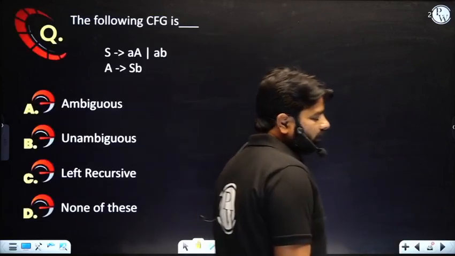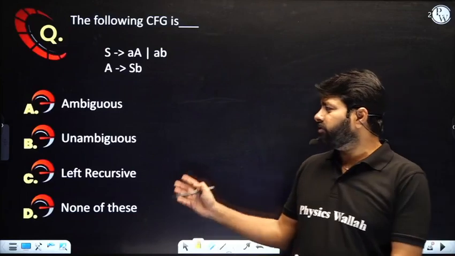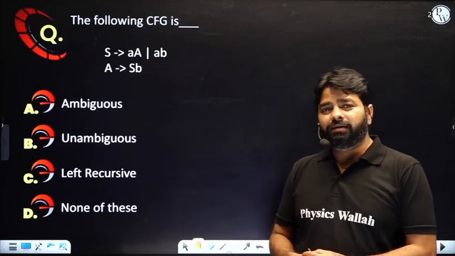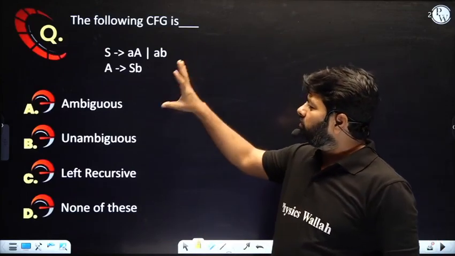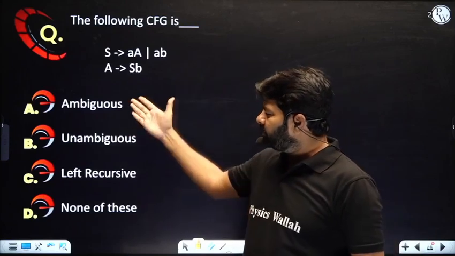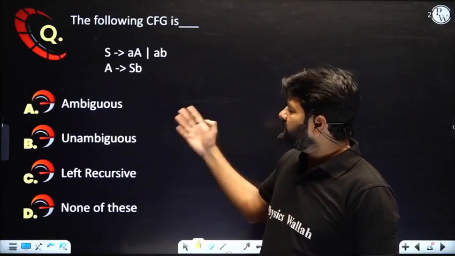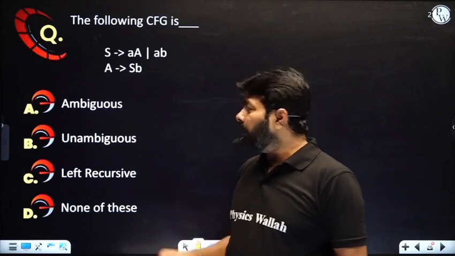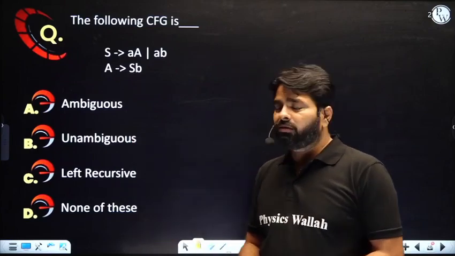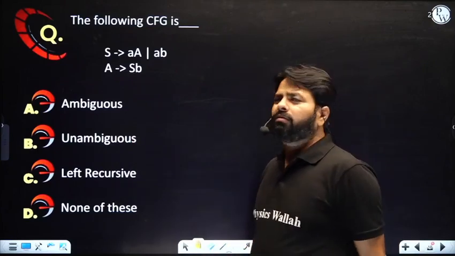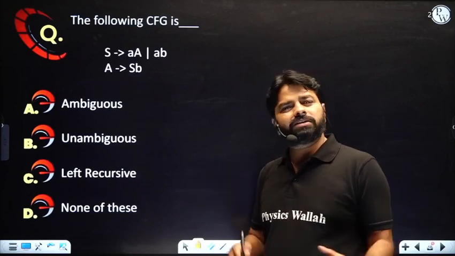Okay, now it's one question or a few questions we have to understand the grammar. You have three options here. Fourth is none of these anyhow. Just check is it ambiguous or not, and left recursion is there or not. Okay, just take 20 to 30 seconds or 40 seconds, answer it.